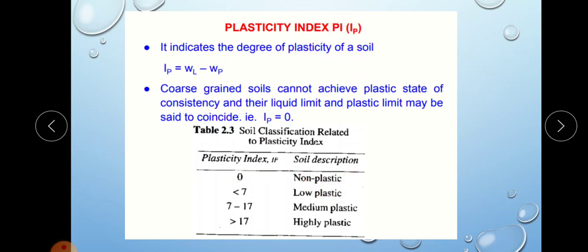So when the plasticity index becomes 0, it means the soil is non-plastic, and when it is less than 7, it is low plastic. When it is between 7 and 17, it is medium plastic. When the plasticity index is greater than 17, it is highly plastic. This plasticity index indicates the degree of plasticity of a soil. It is the difference between liquid limit and plastic limit. So these are very important parameters.